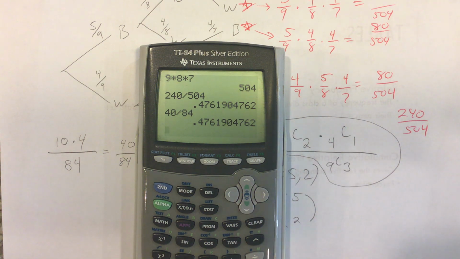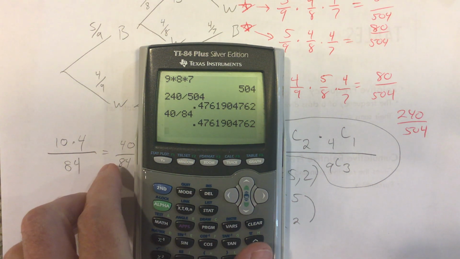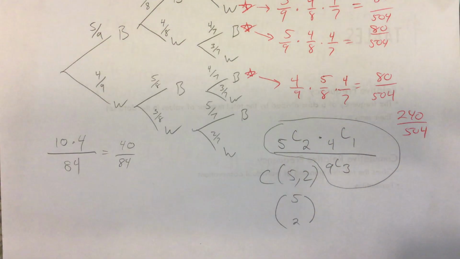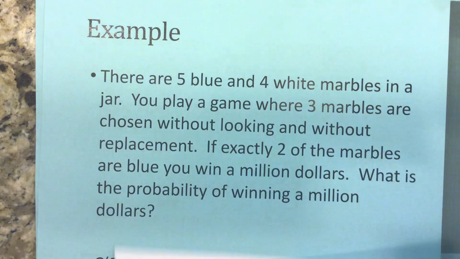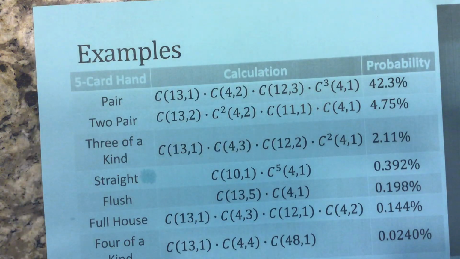Remember, combinations, order doesn't matter, and there's no replacement occurring. That's when you get to use these combinations to make your life easier, okay? Permutations, order matters, right? So that's when you would use a permutation, okay? And if there is replacement, well, then you don't have to worry about conditional, right? The probability just stays the same every time. Okay, moving on.